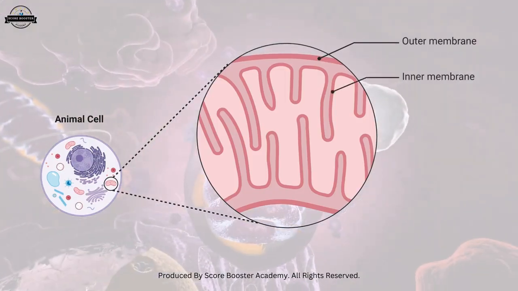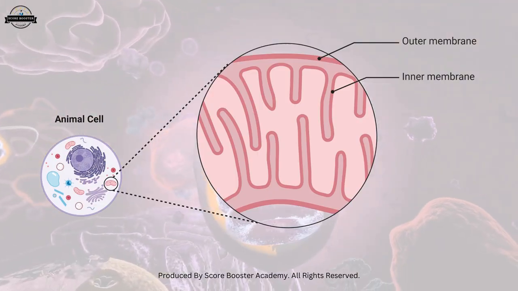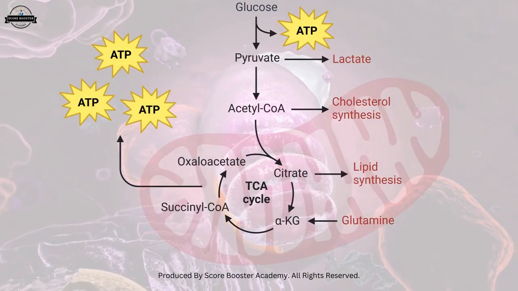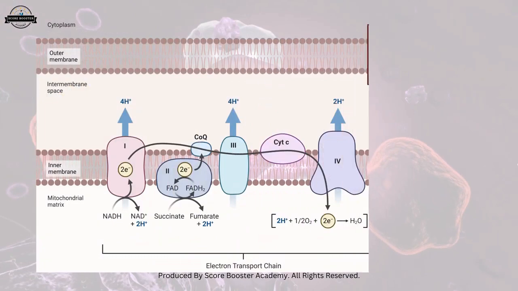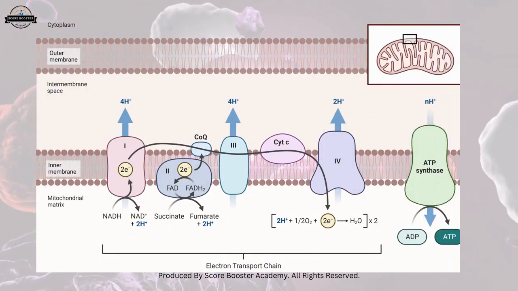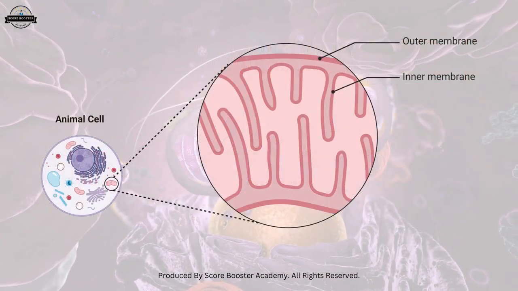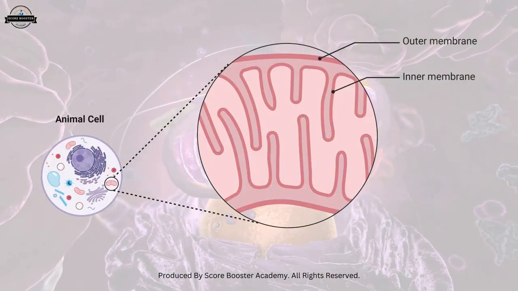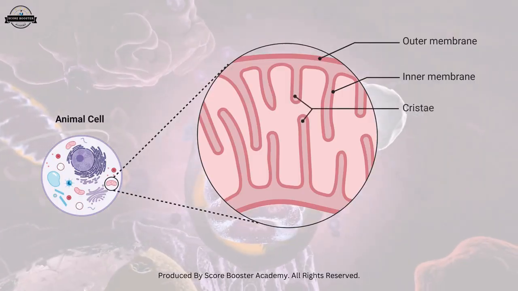The inner membrane is highly impermeable and contains a variety of specialized proteins involved in ATP synthesis and transport. It houses the electron transport chain, which consists of protein complexes that transfer electrons and actively pump protons across the membrane. The inner membrane of mitochondria is folded extensively, creating structures called cristae.